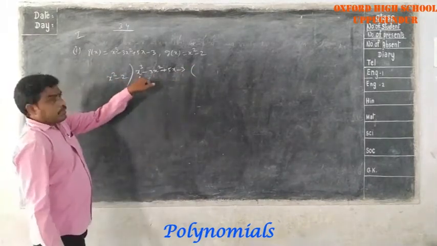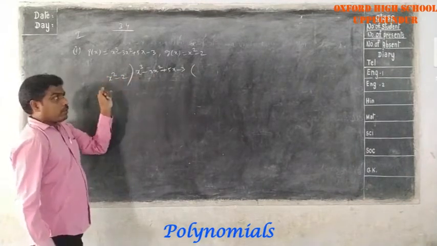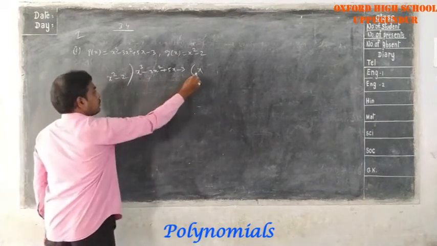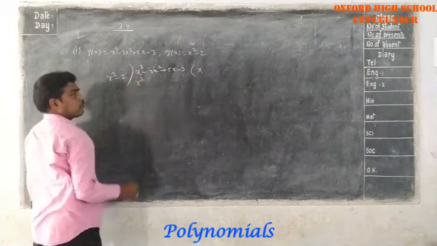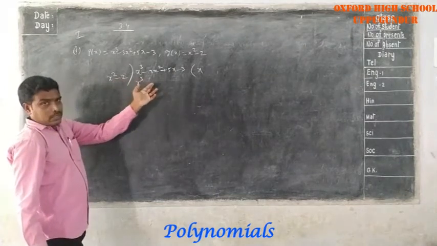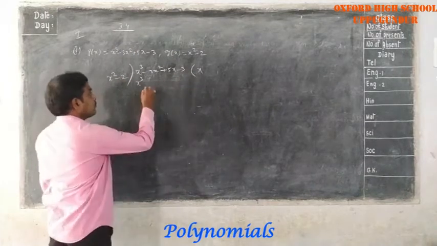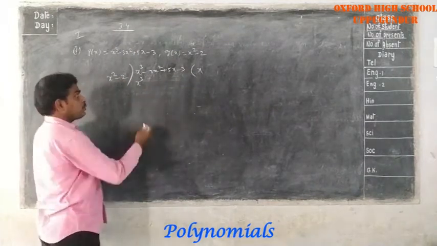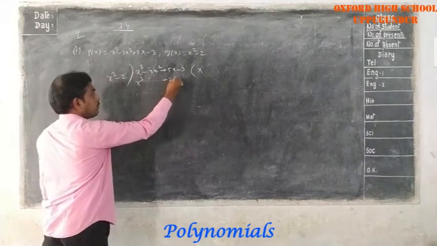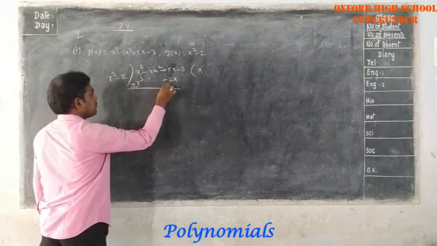So first term of the dividend is x cube. First term of the divisor is x square. X cube by x square, you will get x. First term of the quotient. So x square into x gives x cube. Here x term is not there. That's why you won't get x square term here. You will get x term. So minus 2 into x, minus 2x. This is x square term. This is x term. Here you have to write x term, minus 2x. Now subtracting this, plus becomes minus, minus becomes plus.